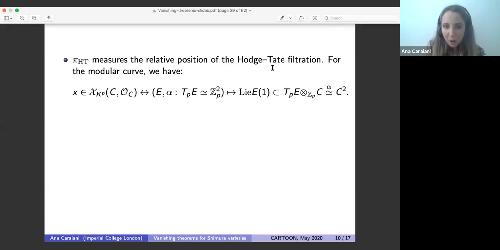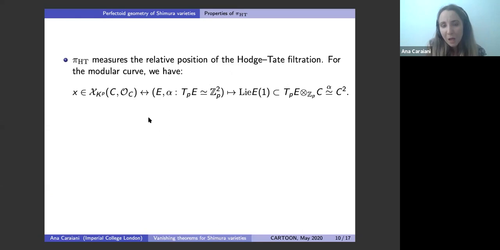So the first thing about this Hodge-Tate period morphism that you should know, to just get a sense for what it is on points, is that in the case of the modular curve, it measures the relative position of the Hodge-Tate filtration on the elliptic curve that is parametrized by that modular curve. So for example, if I take here C to be a perfectoid field and I look at a C-point of my modular curve at infinite level, which is going to correspond to an elliptic curve over C and possibly some other structures away from p. And then at p, you will have a trivialization of the Tate module of the elliptic curve. Then this point is going to get mapped to the point on the corresponding flag variety that corresponds to this Lie algebra of E with a Tate twist, which can be seen inside the Tate module after you extend your scalars from Z_p to C.